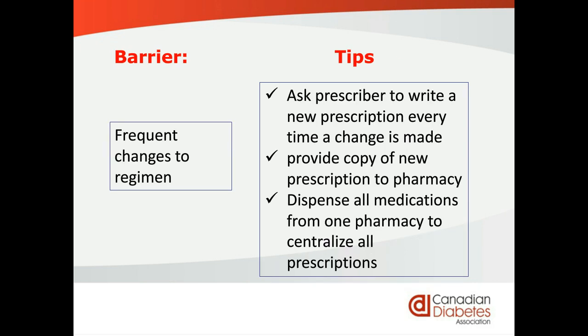What about in situations where frequent changes to the regimen cause confusion and the medication is not being taken properly? Work with the prescriber. Ask the doctor to write a new prescription every time a change is made. And that prescription should be forwarded to the pharmacy. Even though you might not need a new supply right away, if the pharmacy has that new prescription, the next time it's dispensed, the label will reflect the change. And try to use one pharmacy to centralize all your prescription dispensing, because in this way, they can track the changes.